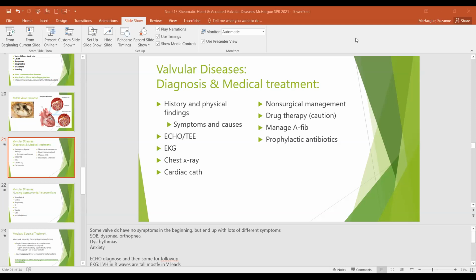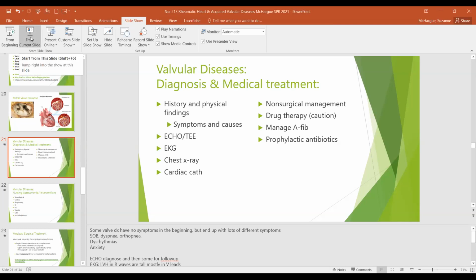All right, so now let's move on. We're going to combine a little bit of review here. So valvular disease, we just talked about several: diagnosing them, medical treatment for them, and some similarities for a lot of them, the two that we talked about, aortic and mitral. So when we take a history and physical, we need to know what's going on with these folks.